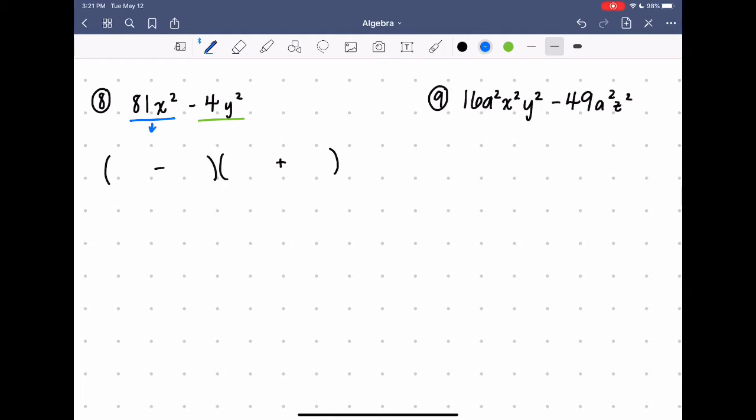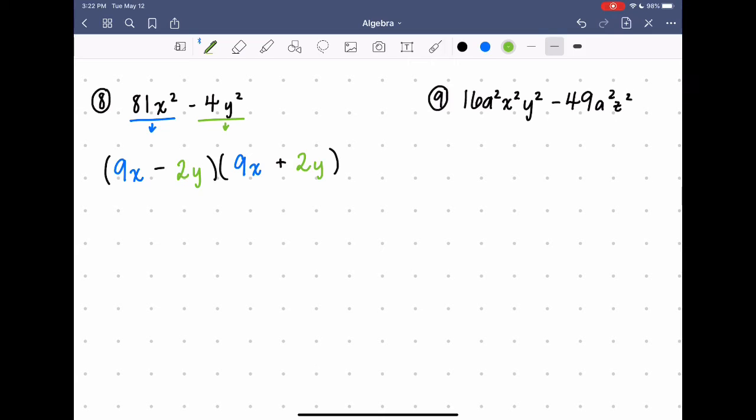So first I'm going to take that first term, and I know that if I take the square root of 81x squared, I get 9x. Because if I square 9x, I get 81x squared. So 9x is my first term, and it's going to go on the left on both sides. Now I have to figure out what I need to square to get to 4y squared, which would be 2y, because if I square 2y, I get 4y squared. So 2y is what I'm going to put on the right side of both of these.